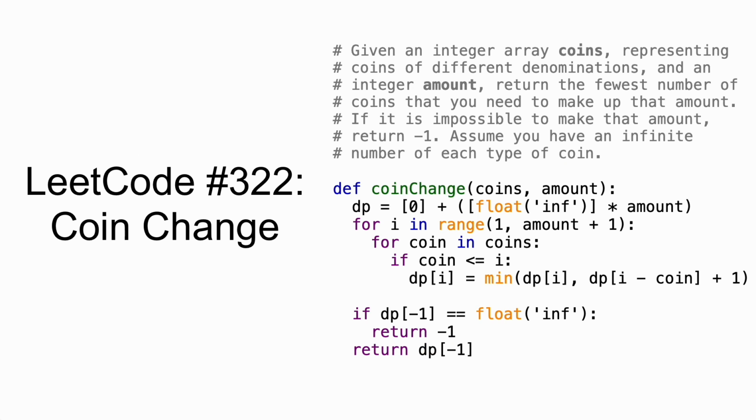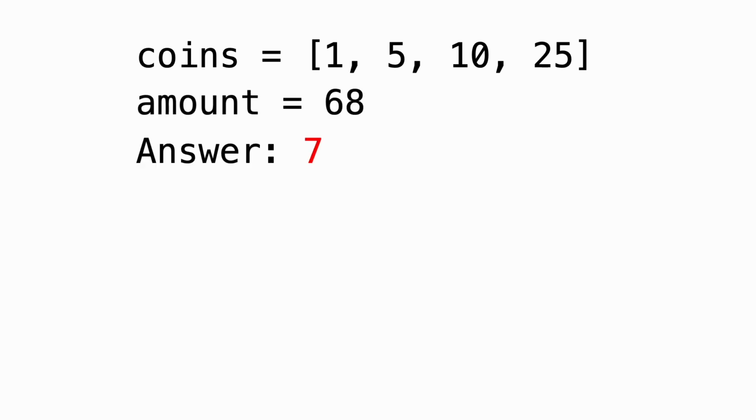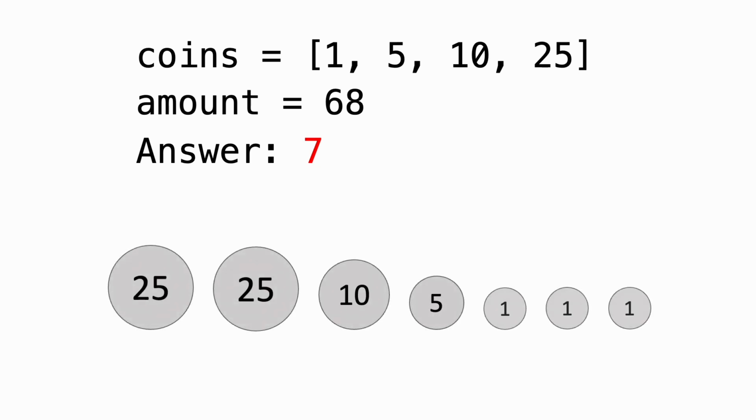Given an integer array coins, representing coins of different denominations, and an integer amount, we need to return the fewest number of coins needed to make up that amount. If it's impossible to make that amount, then we'll need to return -1, and we can also assume that we have an infinite number of each type of coin. For example, let's say the coins array consists of 1, 5, 10, and 25, and the amount we need to make is 68. The answer would then be 7, because we could use 2 25 coins, a 10 coin, a 5 coin, and 3 1 coins, and it's impossible to do any better.